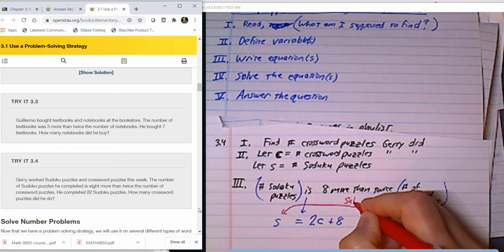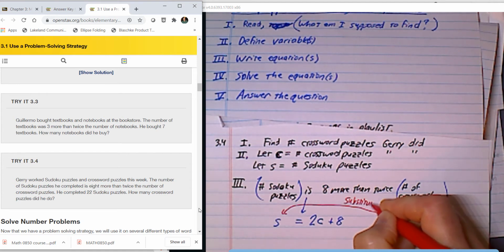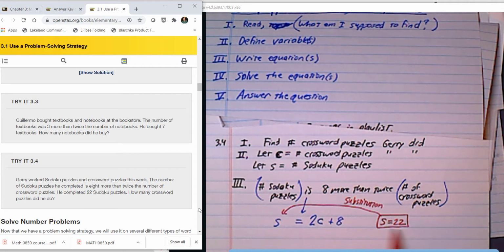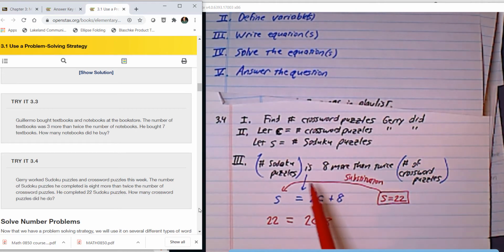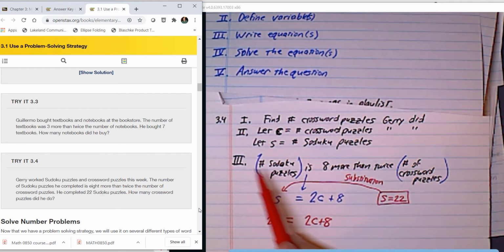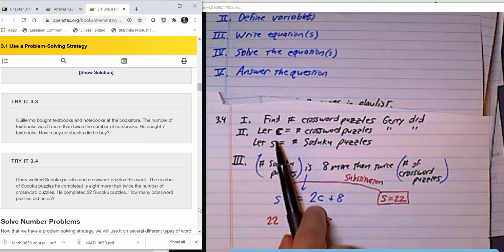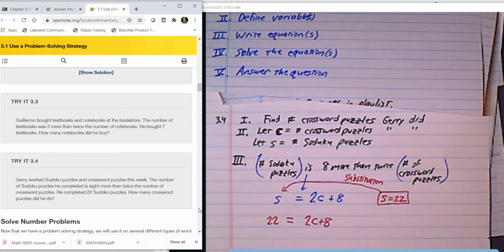This is called substitution. If you have more than one equation and you have one of the variables by itself, we know that S equals 22, so I can come over here now and I can write 22 is 2c plus 8. Now, I think that your book, when they demonstrate it, they would take the words I wrote here in step 3, and they would immediately, since there's 22 Sudoku puzzles, write that is 8 more than twice the number of crossword puzzles. So if you can read directly, that's great. If it helps you to write two let statements and 2 equations, then now you've seen how to do it.